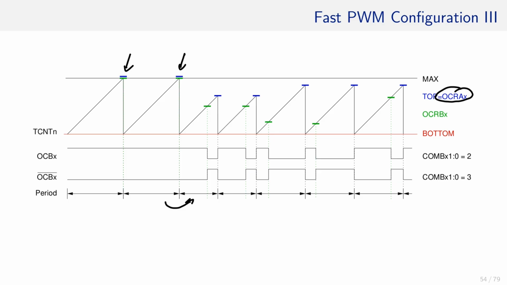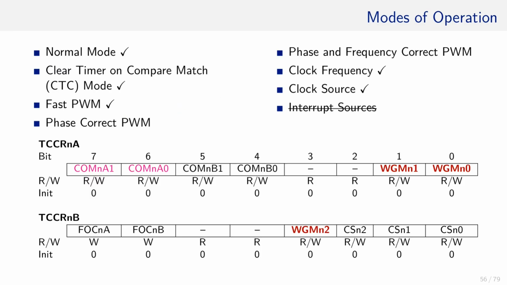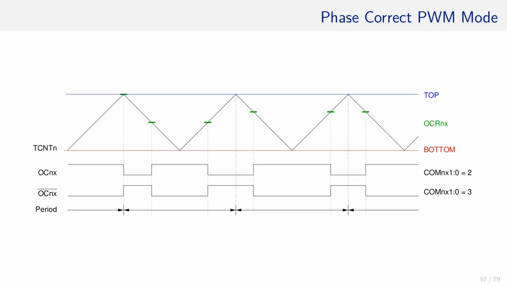correct PWM. The next mode on the agenda is the phase correct PWM. So let's talk about that. In this mode, the timer register does not overflow. After reaching top, it decrements till the bottom value, after which it restarts from the beginning again, increasing the TCNTn value.